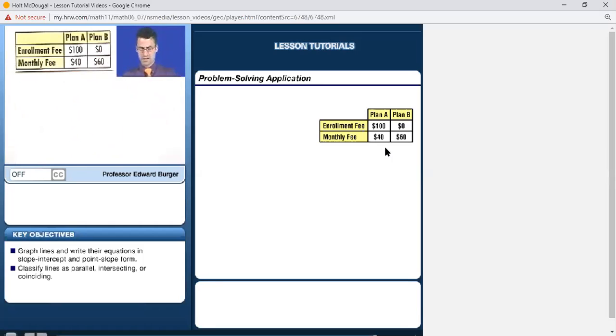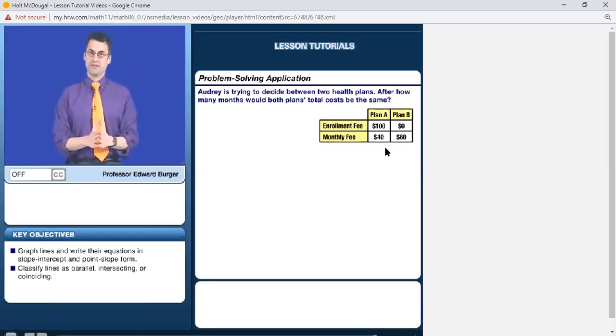And the question is, how many months would I have to go through to actually have either of these plans cost me the same amount of money? So what's the break-even point, when will I have paid out the same to Plan A as I did for Plan B? All right.